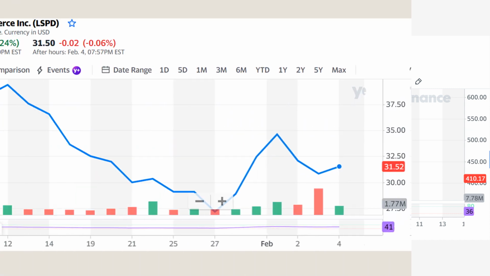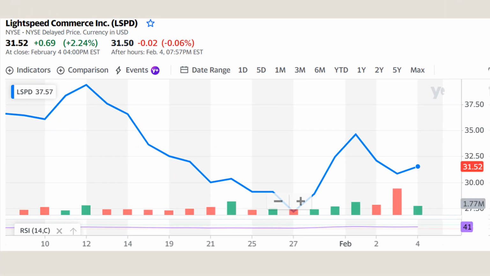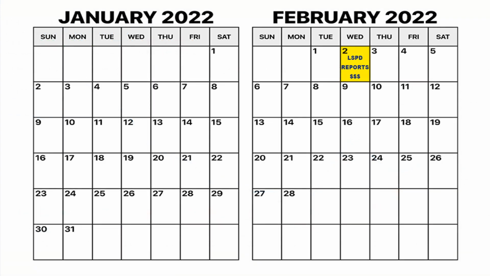So I'm going to share one example that I did with Lightspeed stock, so you can see my thought process in real time as I make this trade. So let's go back to January the 24th.